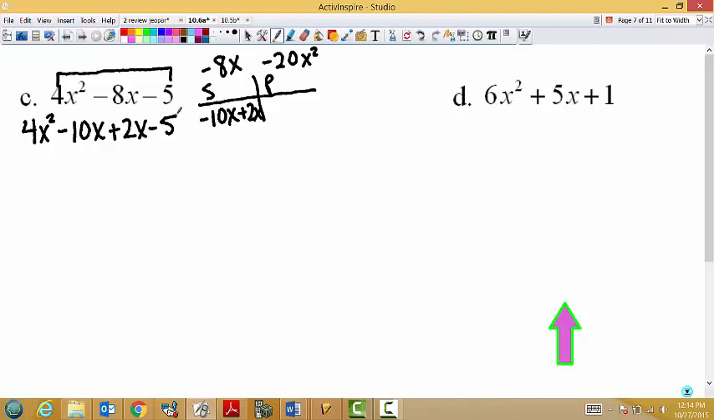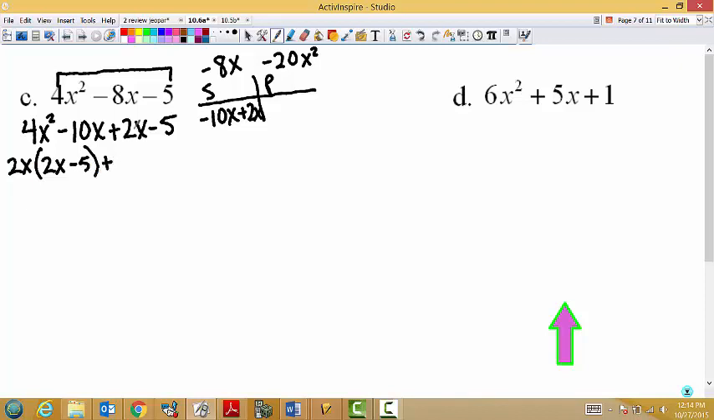Now this one's a little different because 4 won't go into 10, will it? So now you actually have to figure out what is the biggest number that will go into 4 and into 10. Well, 4 and 10 are both even, so I can take out a 2 and an x. And now you have to divide. 4 divided by 2 is 2. 10 divided by 2 is 5.